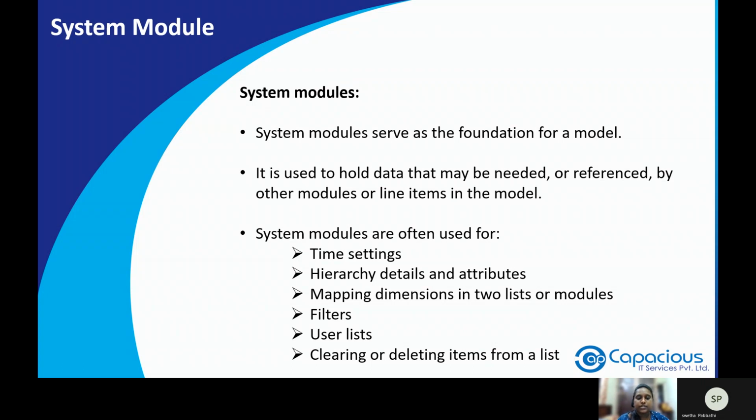Below we can see in system modules, we often use them for time settings, hierarchy details and attributes, mapping dimensions into lists or modules, filtering the data, user list, clearing or deleting items from a list. For these particular sublists, we'll use the system modules to give a reference for which the source model is needed. In that way, we'll use the system modules for the model.